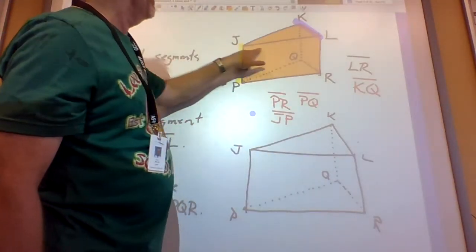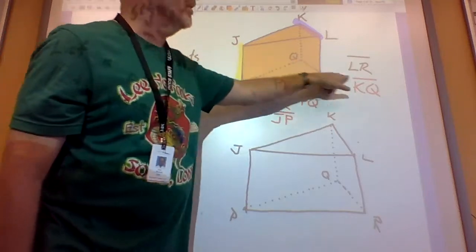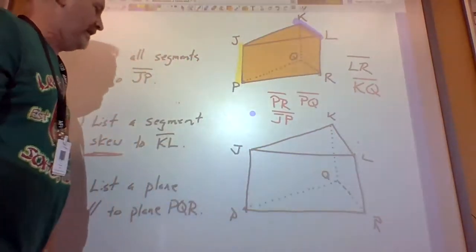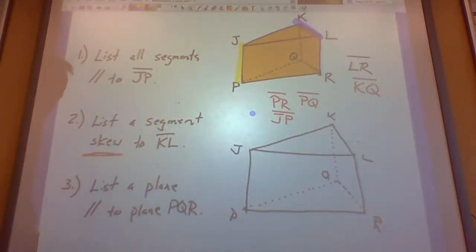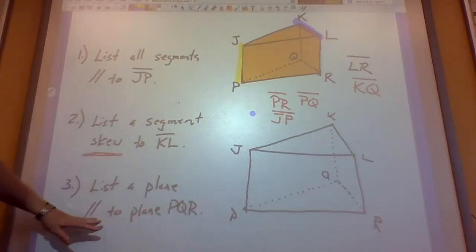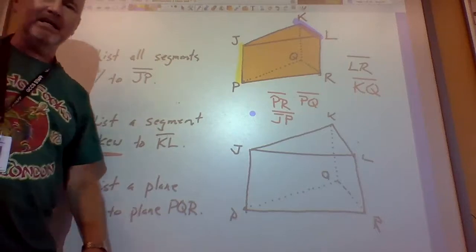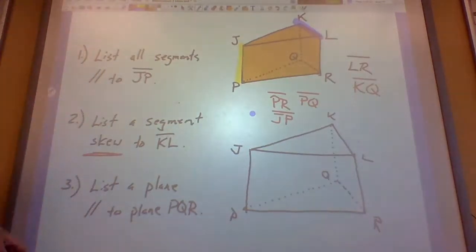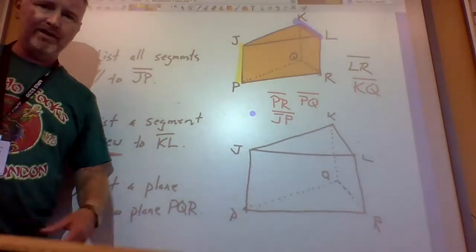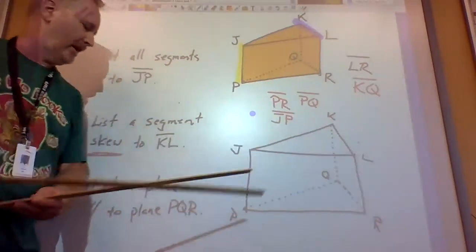There's nothing connecting JQ, but that would also be skew to KL. But they were not drawn. All right, so last question. This will be an easy one. The parallel thing, I think that's pretty easy for most people to see. They just don't ever touch.